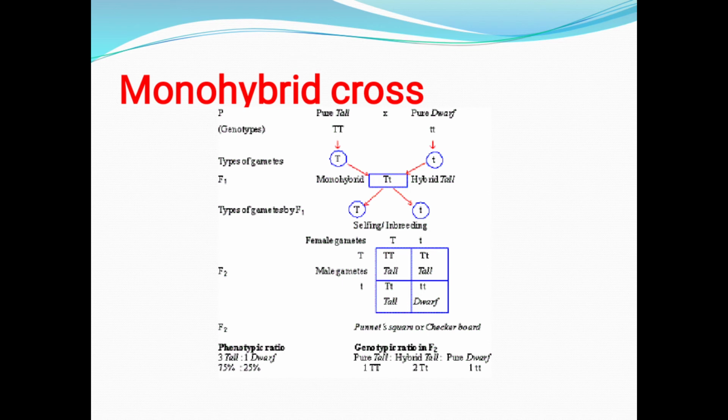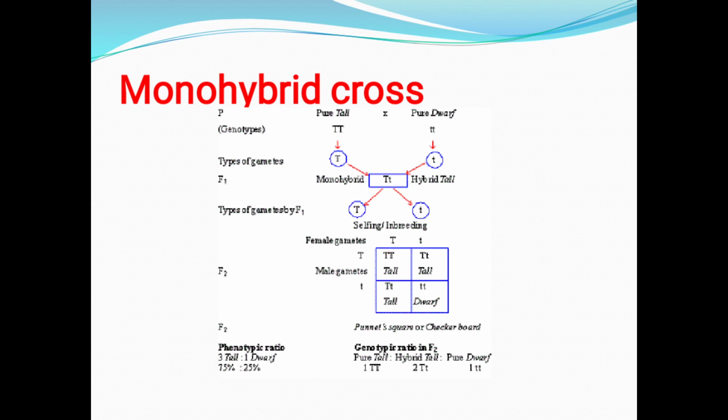This is the picture of monohybrid cross. The first step in monohybrid cross is to write down the phenotype of parents. The first one is pure tall and the next one is pure dwarf. Next, write down the genotype. For pure tall, it is capital T, capital T, and for pure dwarf, it is small t, small t.